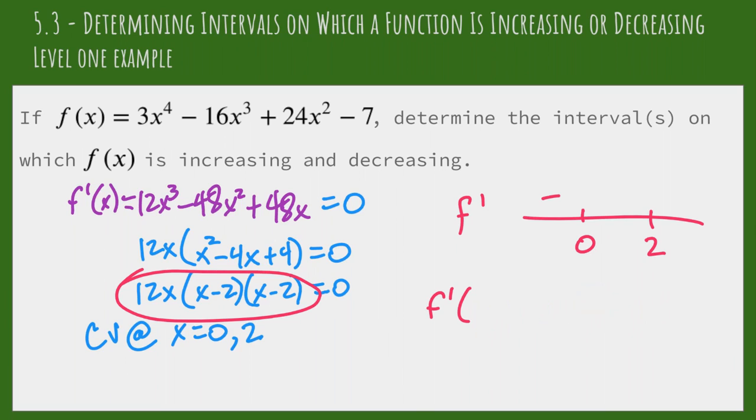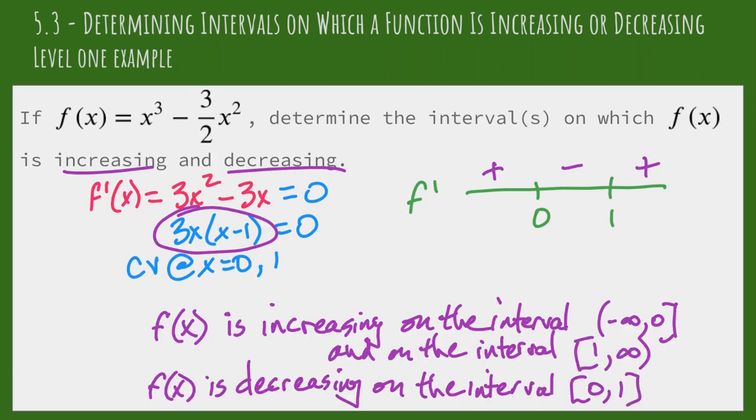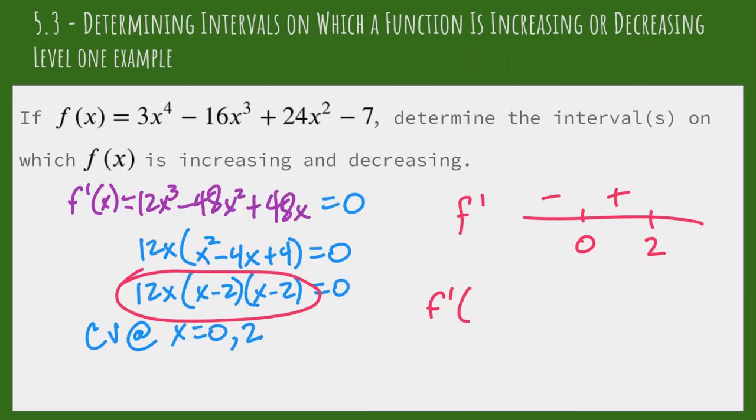Then from 0 to 2, easiest point to plug in there is 1. So we're going to have 12 times 1, which is positive, times negative 1, which is negative, negative 1. So that's going to give us a positive. Now you may be tempted at this point, because we saw this in the last example, to just say, okay, well, it's alternating. So it goes from positive, negative to positive and back and forth. But we want to be very careful here. This one's actually not going to do that.